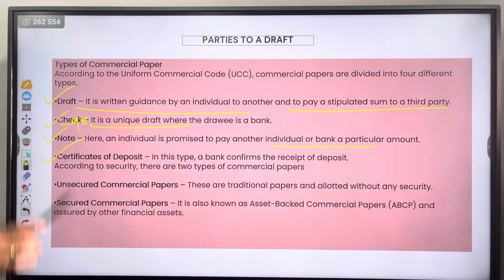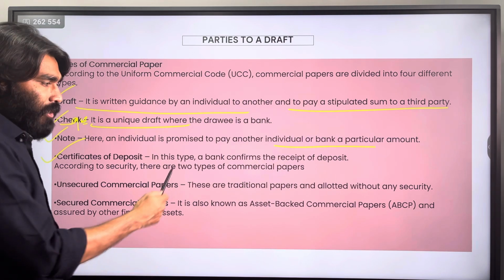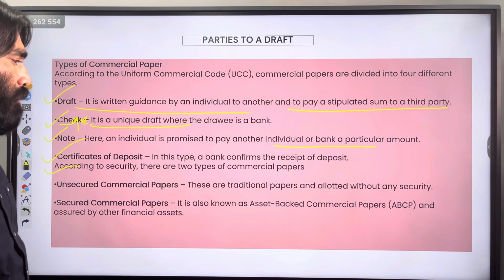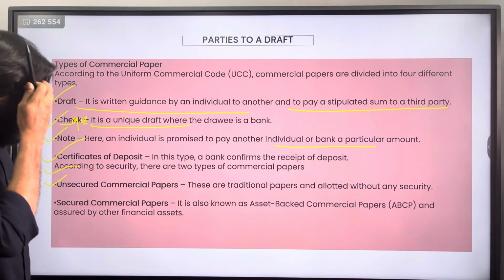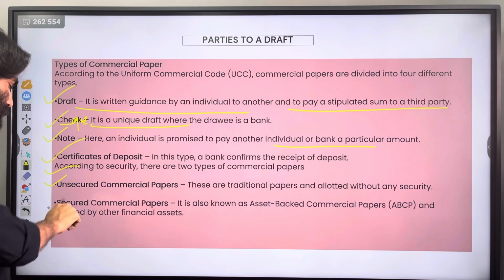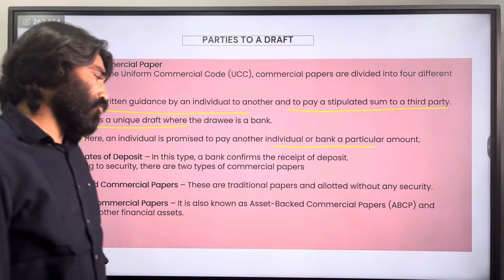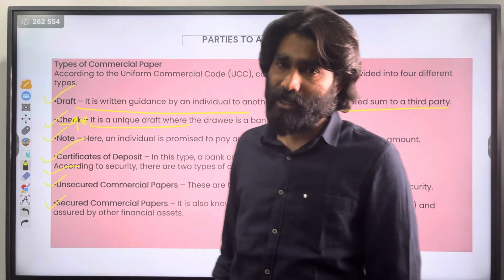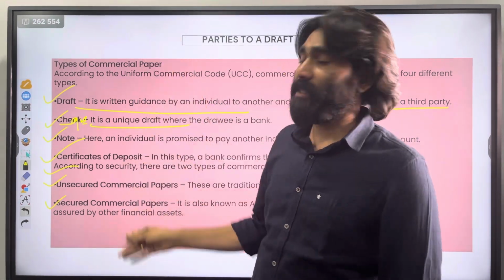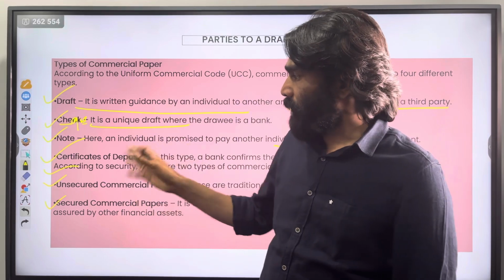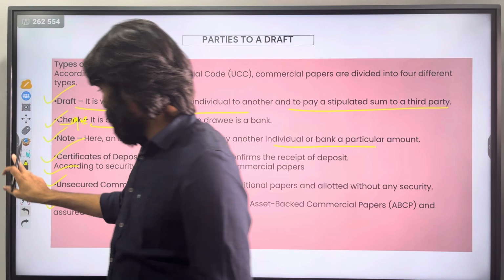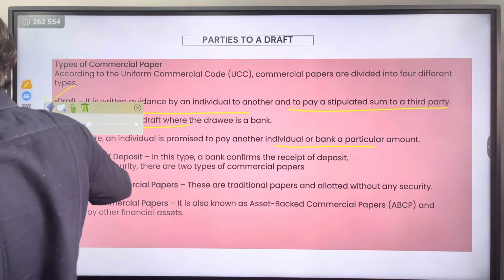A certificate of deposit also comes under the types of commercial papers. In this type, a bank confirms the receipt of a deposit. According to security, there are two types of commercial papers: unsecured commercial papers and secured commercial papers. Secured ones are also known as asset-backed commercial papers, so you will see backed assets. All right, so these are the types that come under commercial papers. Yes, this was all about commercial papers.